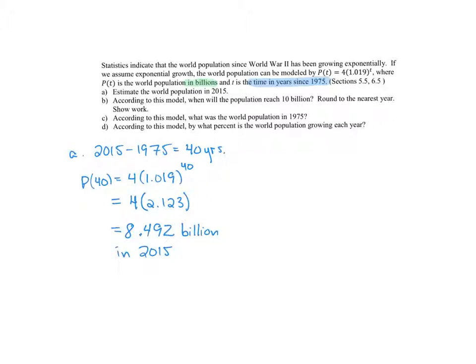For part B, we want to figure out when the population will reach 10 billion. So we are being asked when, meaning we need to find the t value. That means that 10 is our population. We're going to say 10 equals 4 times 1.019 raised to the t. Okay, so we want to solve for t.